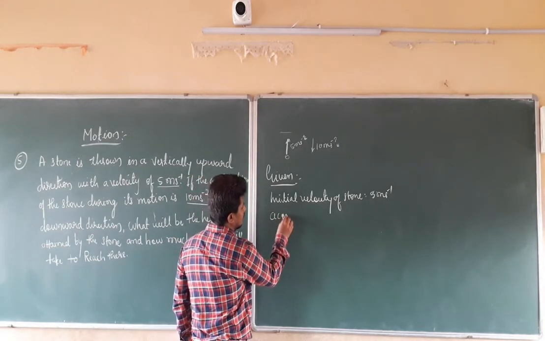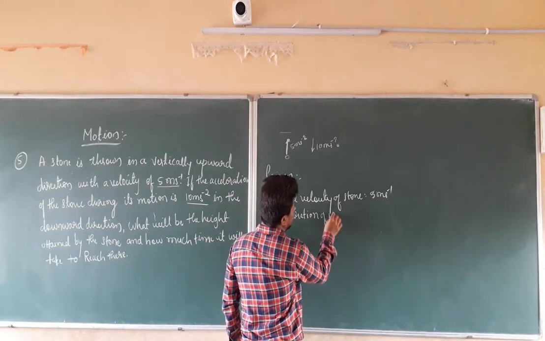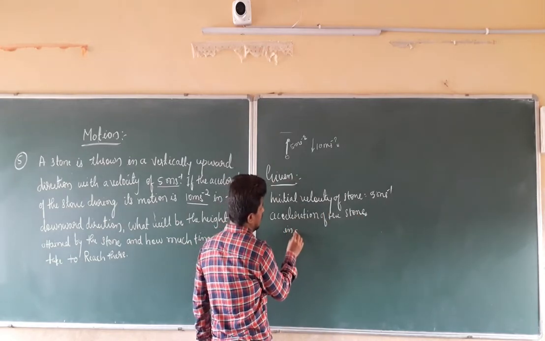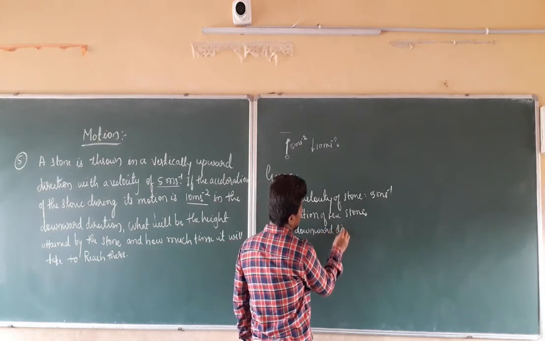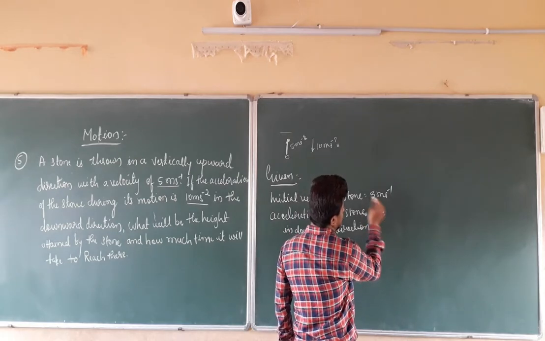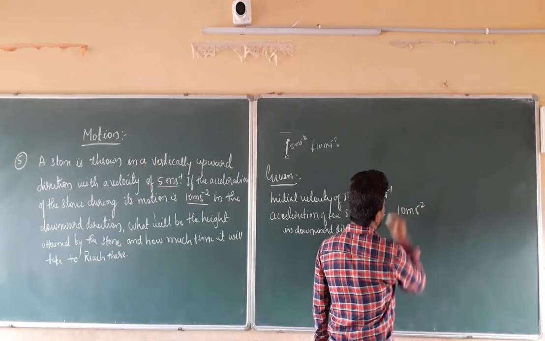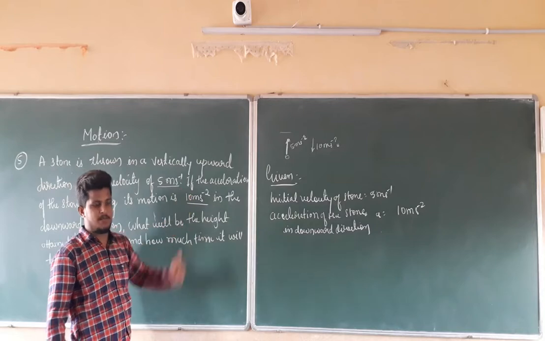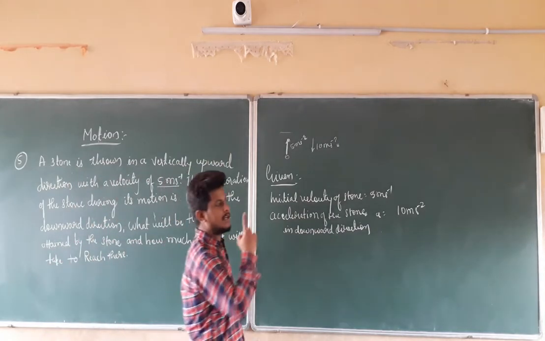Again, the problem statement has given the acceleration of the stone in the downward direction, which is nothing but a. What is it? It is 10 meter per second square. When you check the problem statement, the stone is going in the upward direction, vertically upward direction.